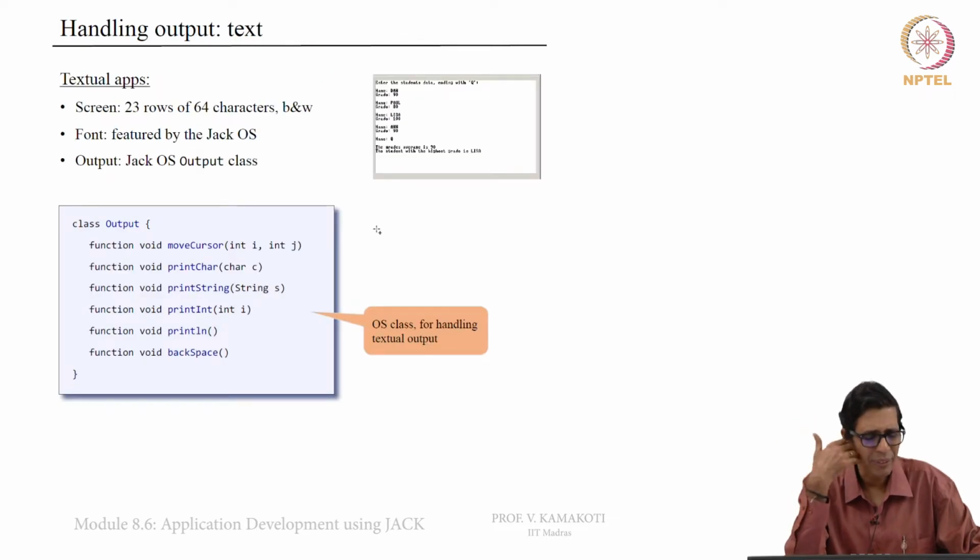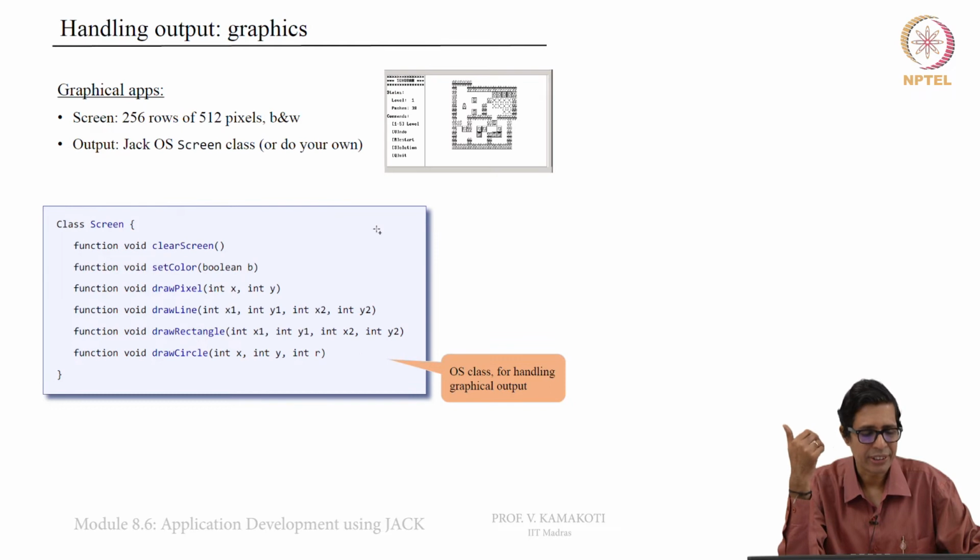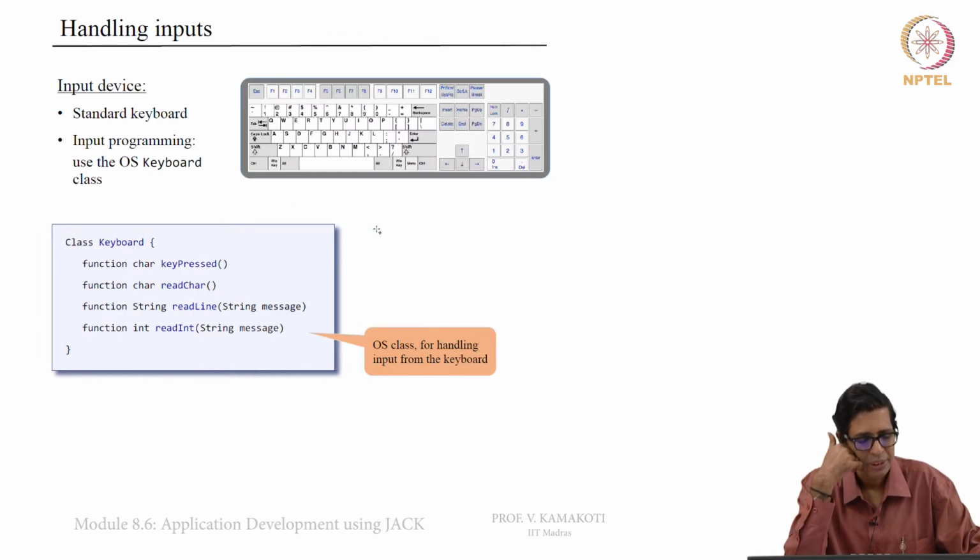And using the OS, we have already seen. For output, there are different classes in the OS. We have class Output, which can move the cursor, print a character, print a string, print int, print ln, and backspace. So, all these things are possible. For graphics, there is clear screen, set color, draw pixel, draw line, draw rectangle, and draw circle. So, almost all these things can be done. For input from the keyboard, I can check whether a key is pressed, read a character, read a line, or read an int from the keyboard.